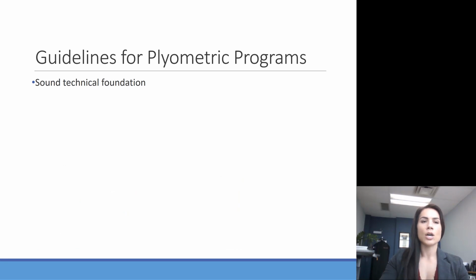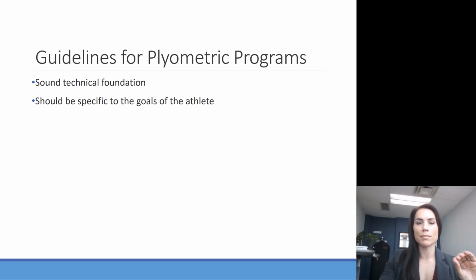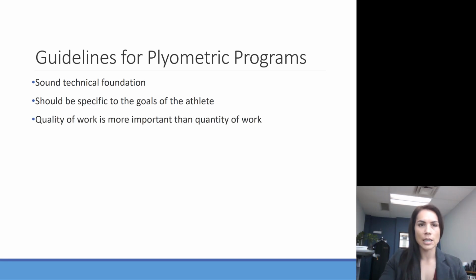So here are some guidelines. We need a sound technical foundation with our clients or movement-based patterns. They need to earn their progressions, right? They should be specific to the goals of the athlete. So don't just have them do broad jumps if they're not going to be doing any kind of horizontal movement. The quality of plyometrics is way more important than the quantity.